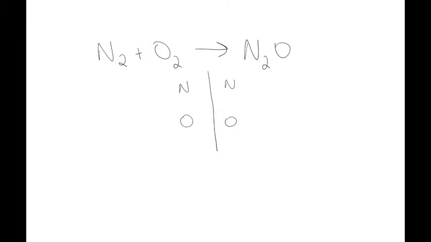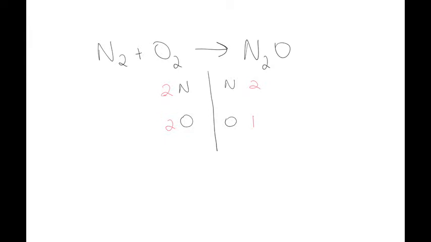And on our reactant side for nitrogen, there are two, and there's also two oxygens. And then on the product side, there are two nitrogens and one oxygen. So when we take a look at this, we see that our nitrogens are balanced, which means there's two nitrogens on both sides. They're the same on both sides. That's what balanced means. But then we see there's one oxygen in the products and two oxygens in the reactants.